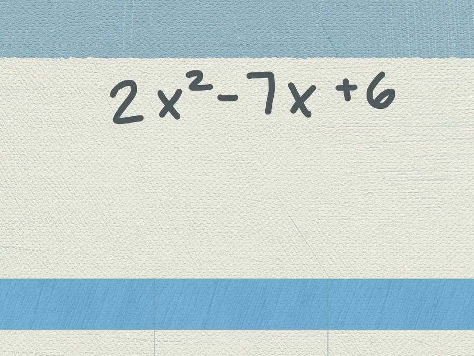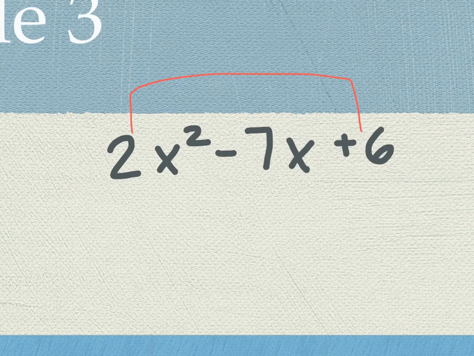What do we need to do first? Multiply the two outsides. What do we get? 12. So we need to find factors of 12 that give us negative 7. 4 and 3. Both of them are negative. So what do we do next? X minus 4, and then x minus 3.